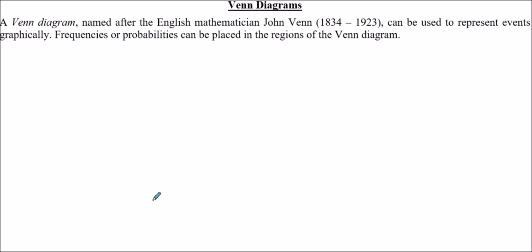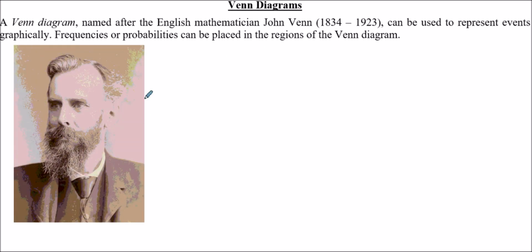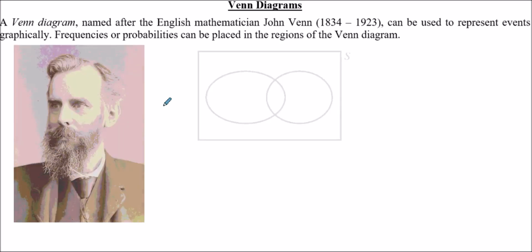And these can be used to represent events graphically. So they're very visual and a nice way to represent data where more than one event is happening at once. So frequencies or probabilities can be placed in the regions of a Venn diagram. That's John Venn, that's how he looked in his day. And I'm going to show you now what a typical Venn diagram looks like. So I'll fade him out and fade a Venn diagram in.